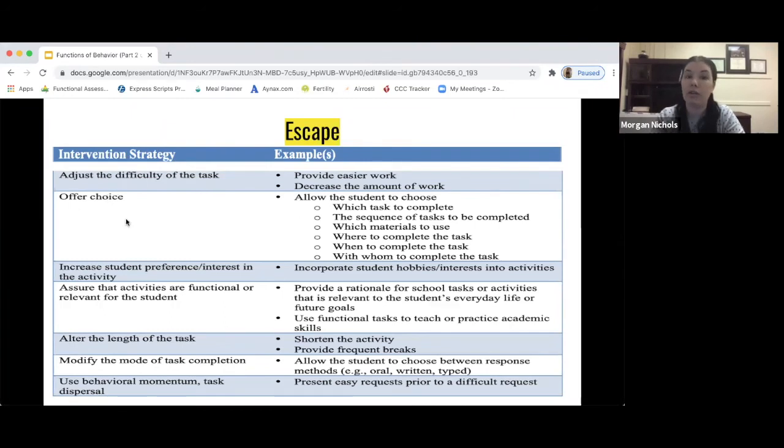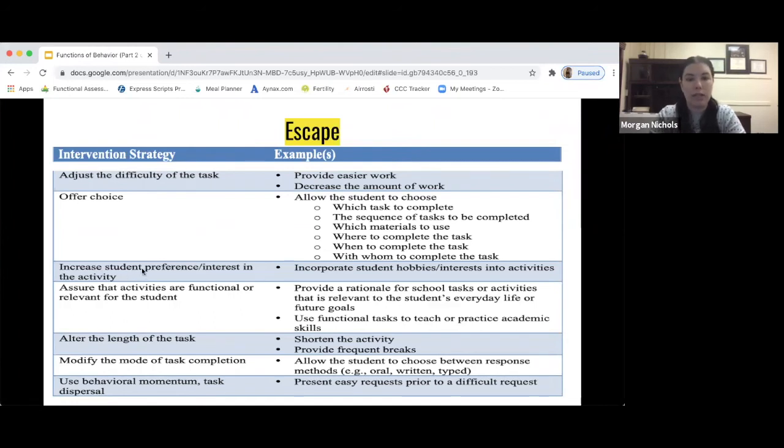We can definitely offer choices. We can allow the child to choose maybe the order of the chores that they're going to do, or how many chores they're going to do today versus how many they're going to do tomorrow, that kind of stuff. If they have some sort of choice in it, they're a lot more likely to do it.